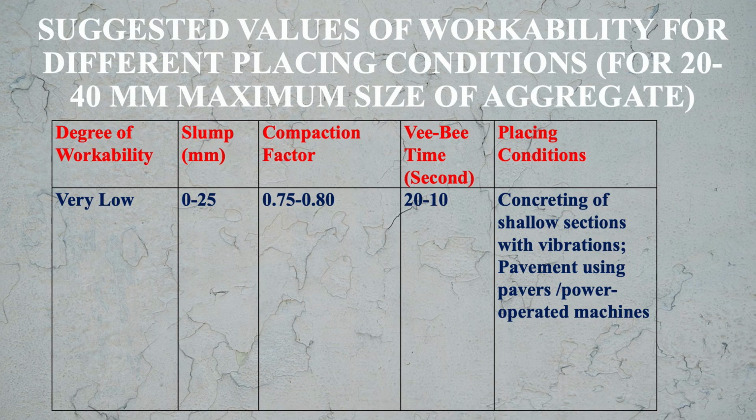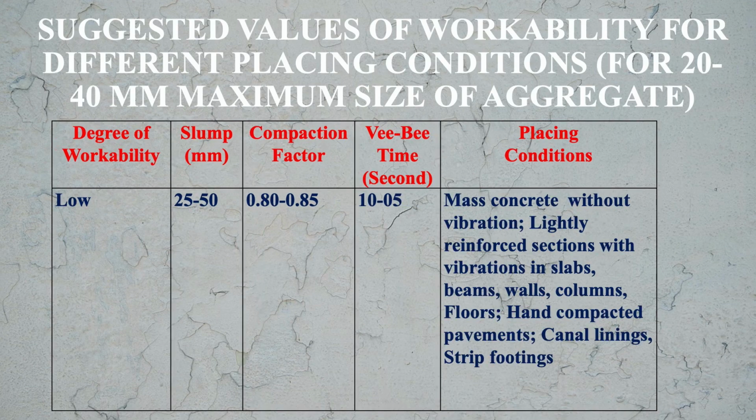this concrete mix is used. Next is our low degree of workability, and the slump value for such a concrete mix is 25 to 50 mm. The compaction factor for such a mix is 0.8 to 0.85, and the VB time for such a mix is generally 10 to 5 seconds. And what are the placing conditions, where this concrete may be used?